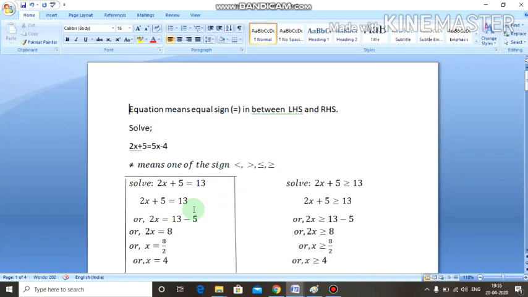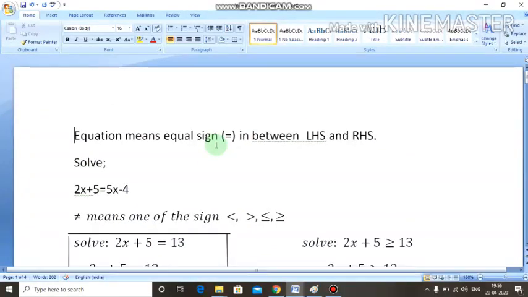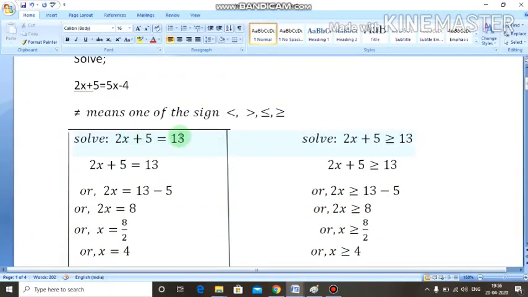See the first box on the left hand side. Solve 2x plus 5 equals 13. Obviously here, in between the left hand side and right hand side an equal sign is there, so this is an equation. Now check the degree. In 2x plus 5 equals 13, the variable is x and the highest power of x is 1. So clearly this is a linear equation. First try to solve the linear equation, after that I will discuss linear inequation. How to solve 2x plus 5 equals 13?